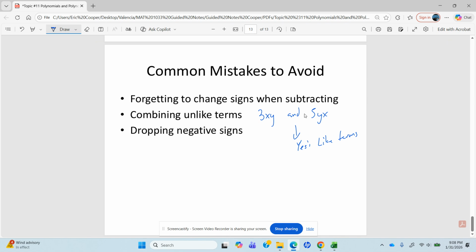And making sure you don't drop your negative signs when you go through. That's typically a common reason why people miss problems. You have to make sure you watch those negative signs when you distribute them, and then when you go through and combine them. If you remember all this, you will be successful when it comes to polynomial operations.